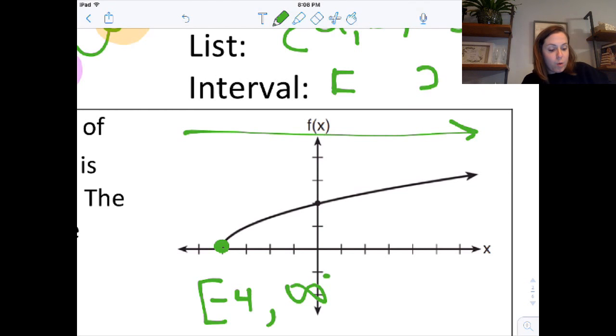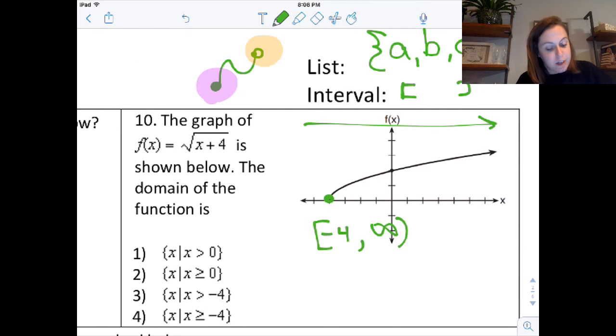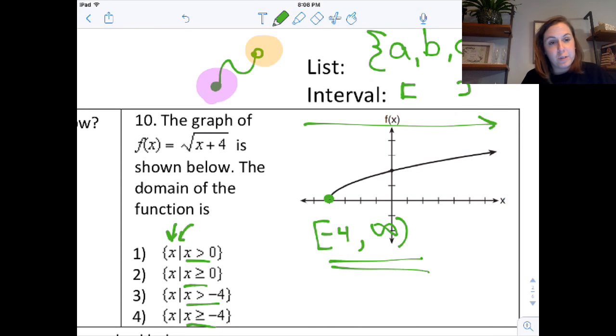But let's look at the set notation here. What this is saying is all x values such that whatever happens after it is true. So I'm looking for which of these 4 is equivalent to my interval notation there. Now notice we said it can equal -4, and then it goes up from there. So I'm going to choose choice 4, which is x is every value greater than or equal to -4.